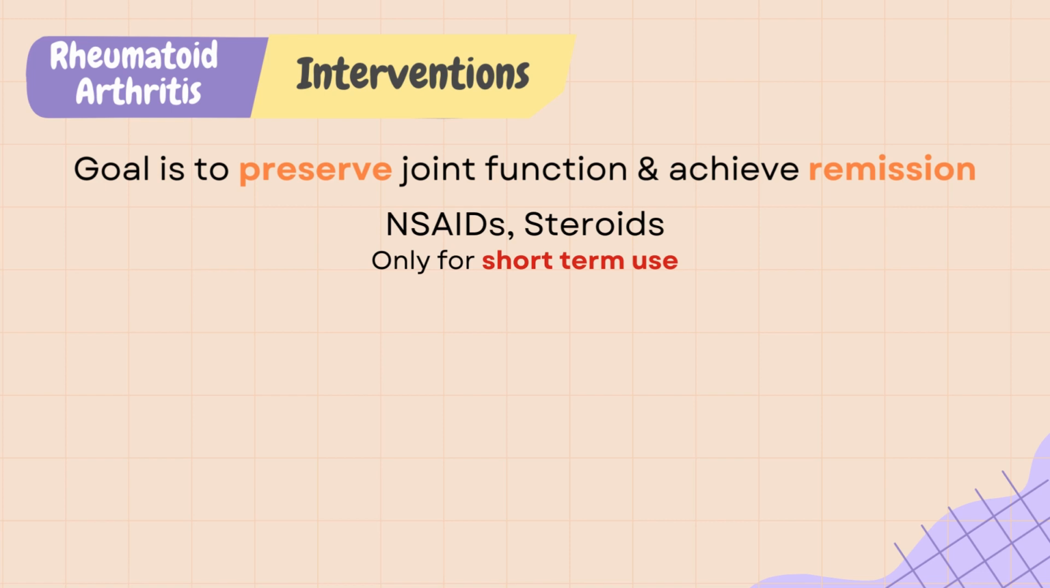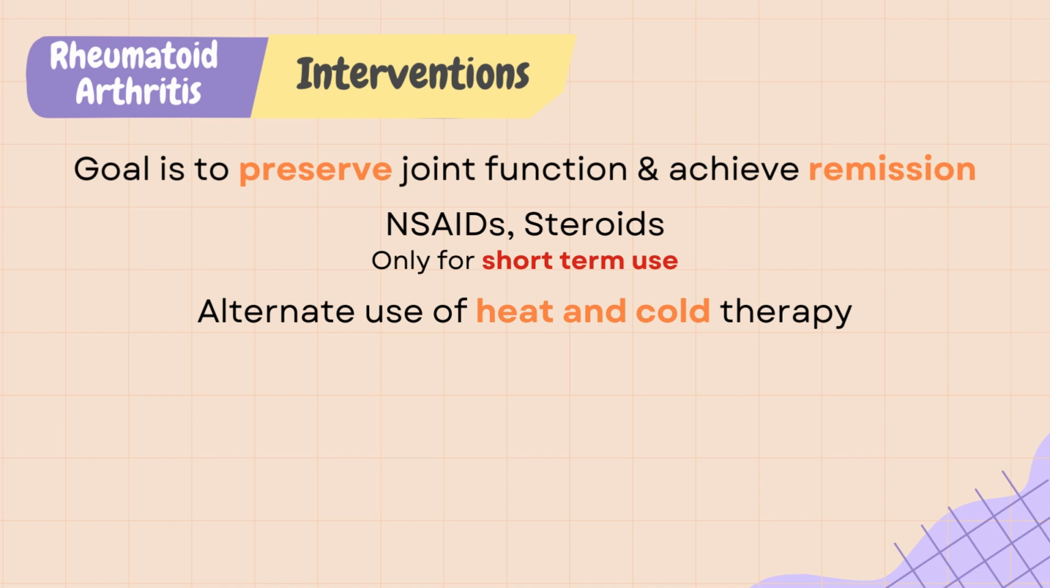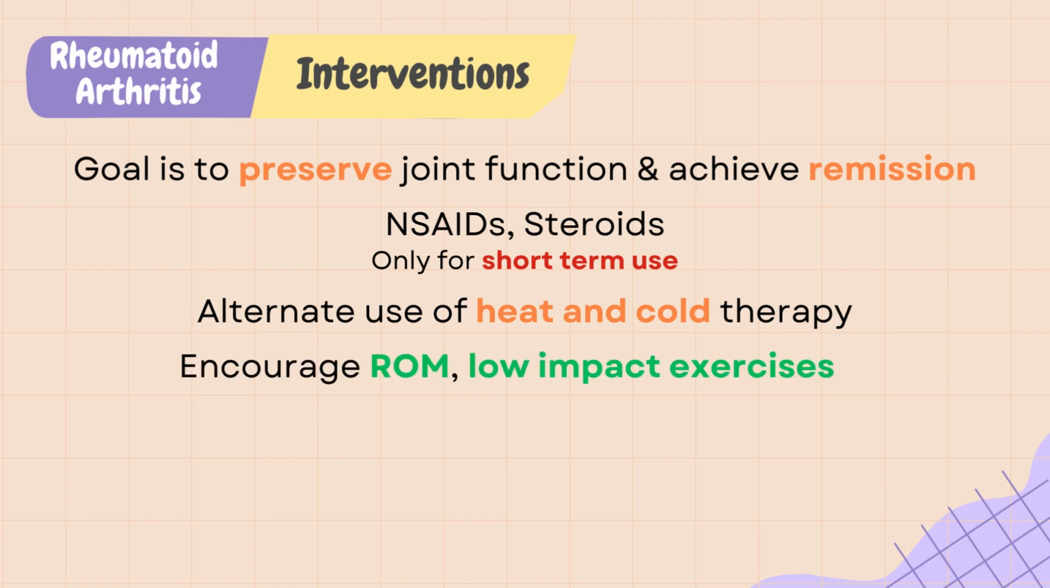RA. Other measures for pain control include alternate use of heat and cold therapy, taking a warm shower or bath before bed or after waking up in the morning. Encourage physical mobility, such as range of motion exercise. Low-impact exercises, such as swimming and walking, will help to preserve joint function and strengthen muscles to prevent deformity.